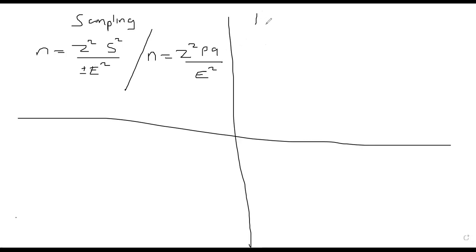So the Z score, the variance, and the error. The Z score, the P, and the Q, and the error. All right. Now, how do we get the Z? We have the confidence level, and the significance level, and the alpha and Z.